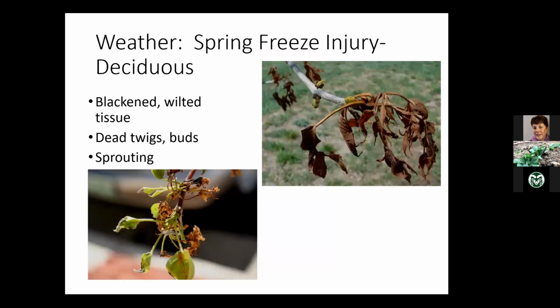So this is what spring freeze injury looks like on some deciduous trees. You can see in the upper right picture, this is an ash tree, and it has killed the new growth that has come out in the spring. But you can see that right behind it, there are some green buds that are starting to come back out. So most trees have secondary buds, or axillary buds, if you will, that allow the plant to re-leaf out.